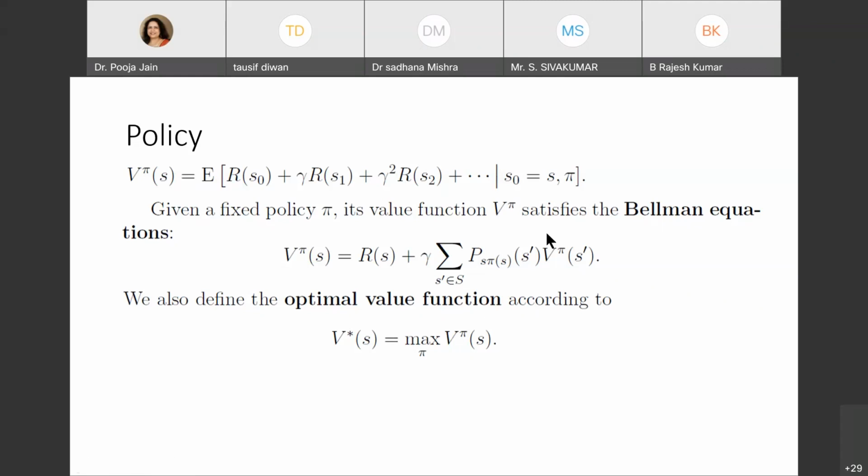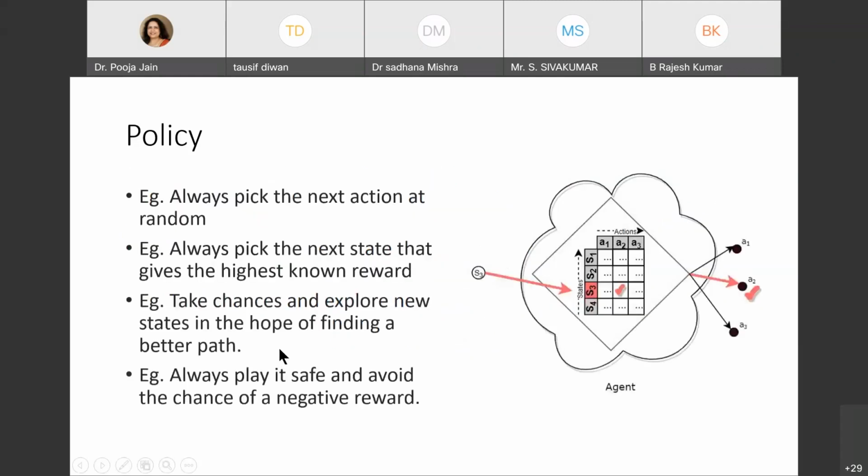these are the various examples of the policy. Always pick the next action at random. It is a stochastic one. Always pick the next state that gives the highest known reward. Known reward means in the previous episode you had some sort of previous state where you got the maximum reward. What you do is just pick that next state which is giving you the highest known reward.